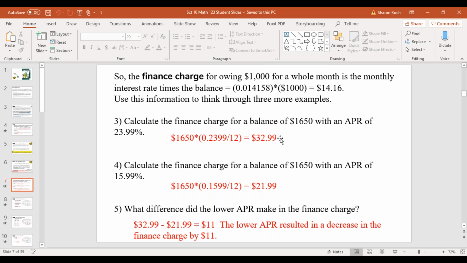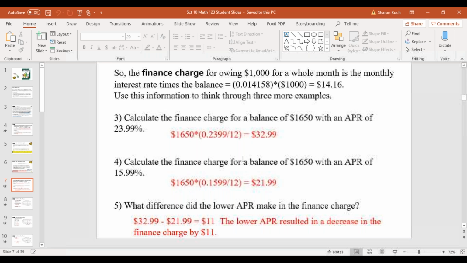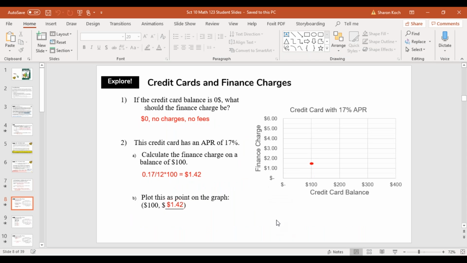Okay, so remember, the thing you want to do is get the best credit rating so you can qualify for the best rate. Okay, so the lower APR resulted in saving $11 there. And that's just in 1 month's time.